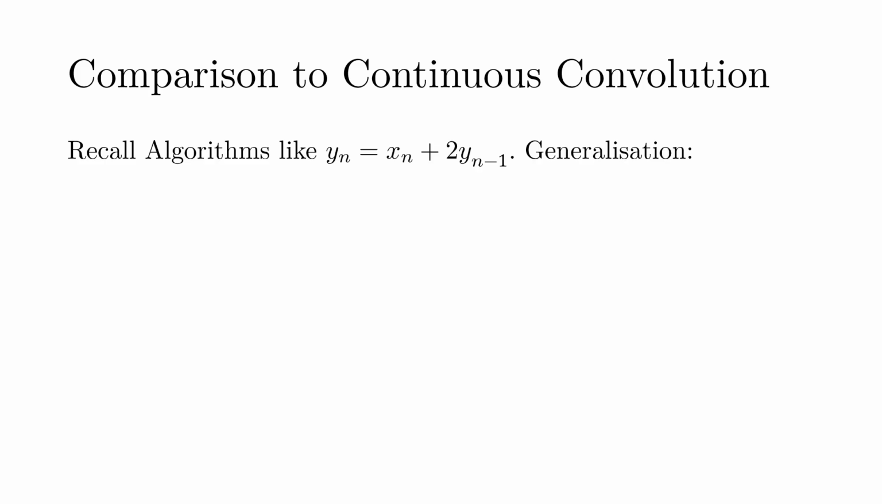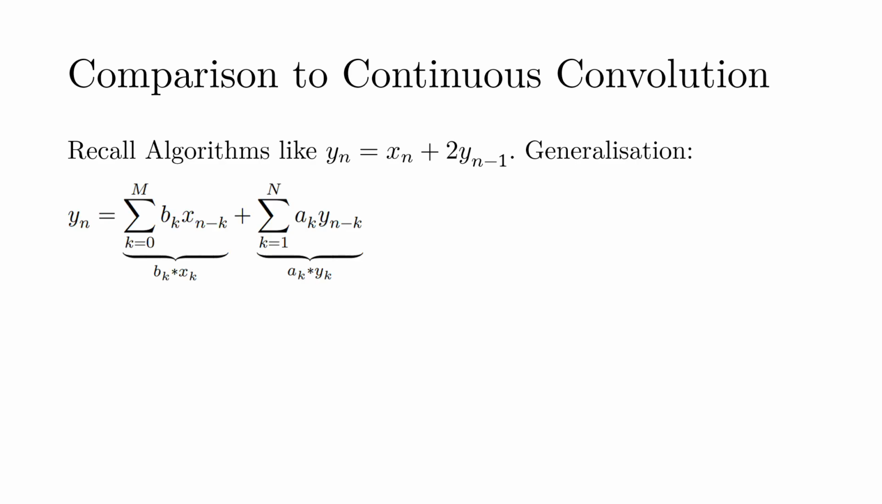I'd like to compare the Z transform to the Fourier transform in the light of continuous convolutions. So if you recall these algorithms I showed you at the start, they look something like this. So y[n] is equal to some combination of previous inputs and previous outputs. So the most general version of writing down such an algorithm would be this, right? So y[n] is some combination of previous inputs, so x[n]'s, and previous outputs, so y[n]'s.